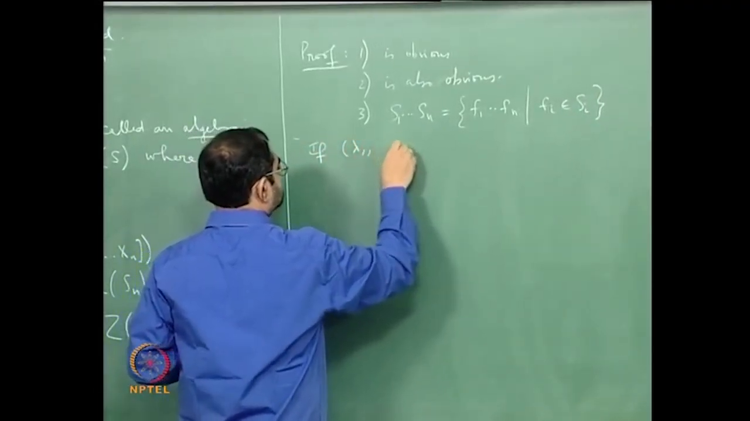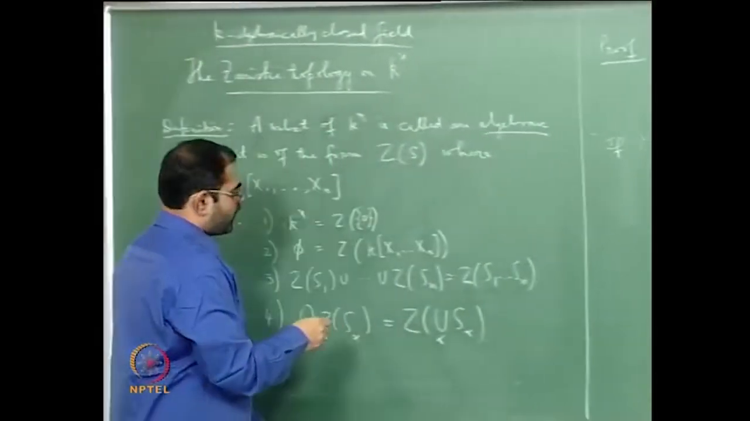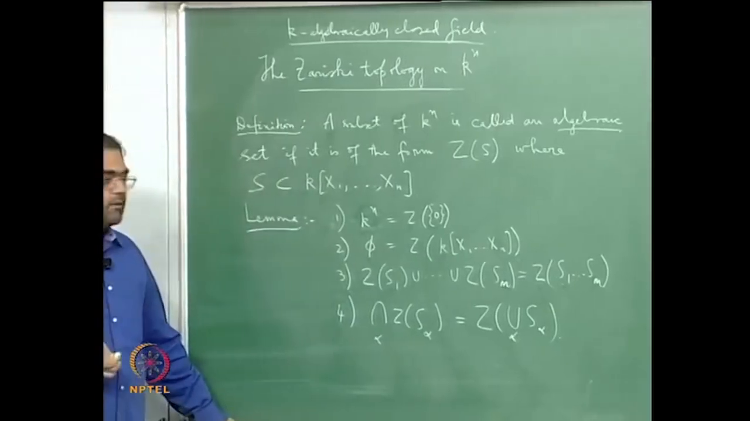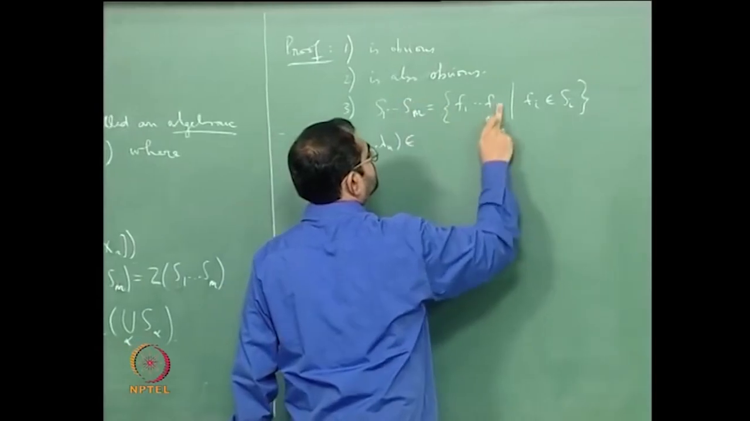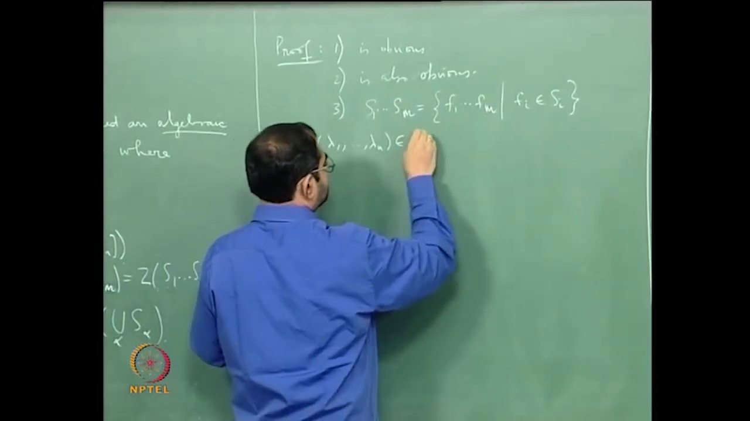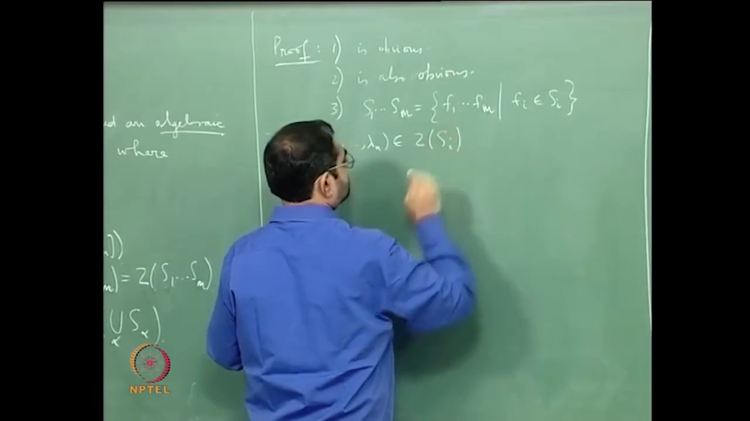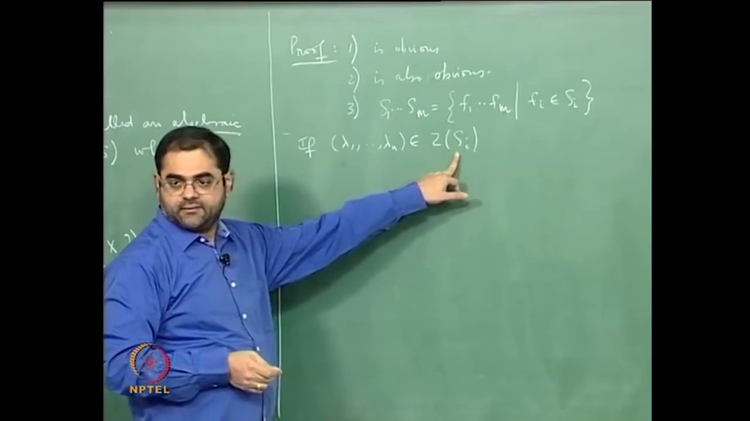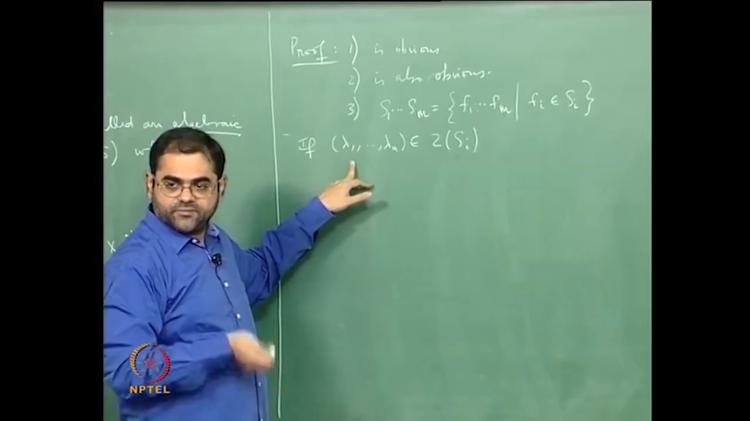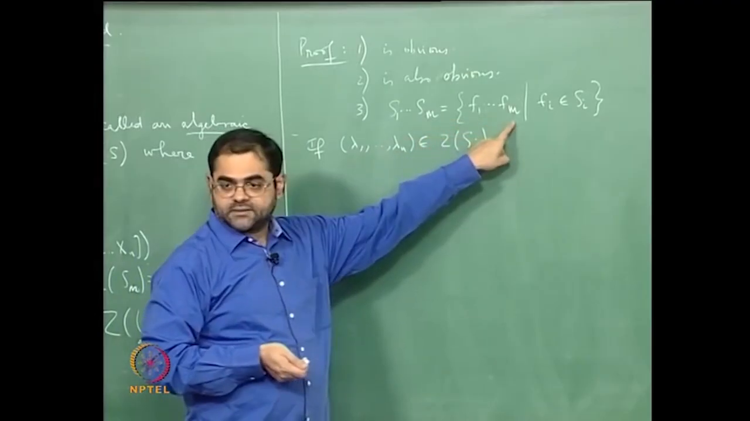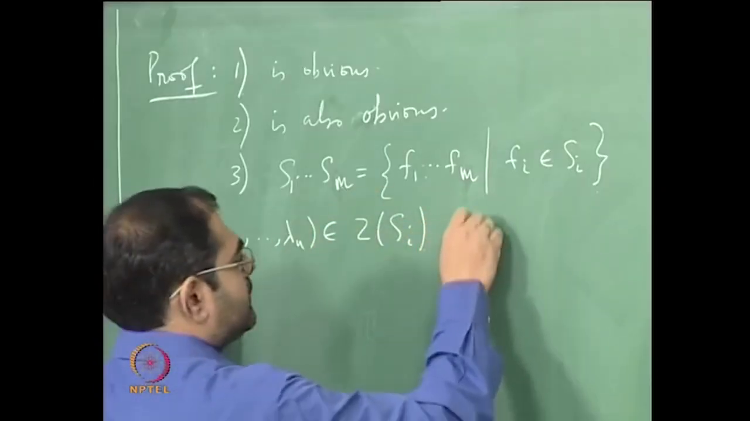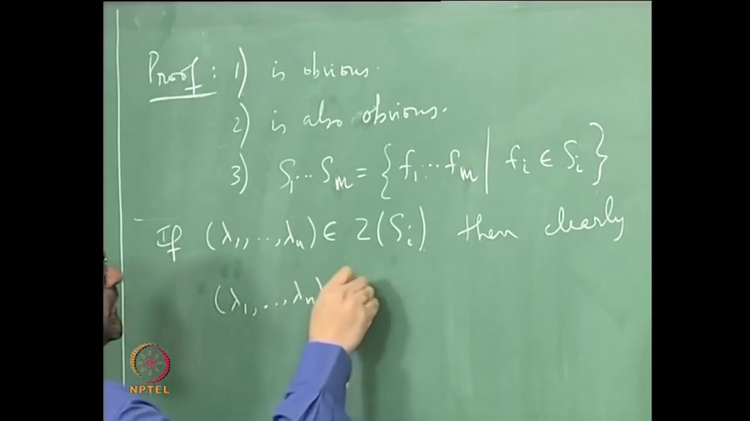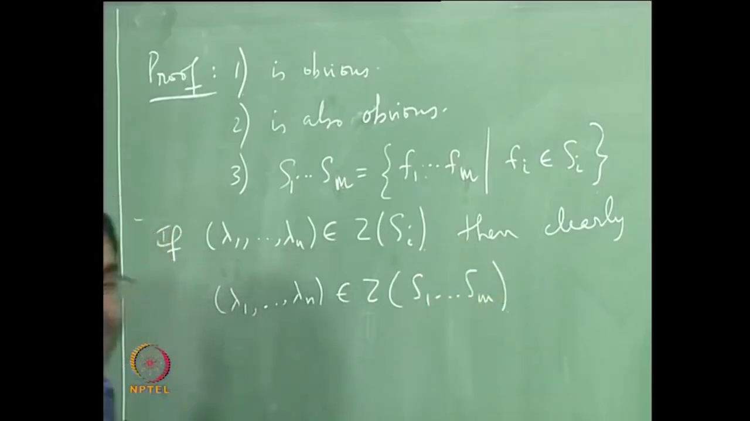If you have a point lambda 1 through lambda n, I don't want this n to be the same as that n. So let me change this to m, because this could be any number of subsets, but it has to be a finite number. Let me change it here as well. If you take an n-tuple which is in Z of Si, what it means is that you take any polynomial in Si and you plug in for the variables this n-tuple, then you get 0, and therefore any such product will also vanish. So clearly this point is in Z of S1 through Sm. Okay, that's obvious.